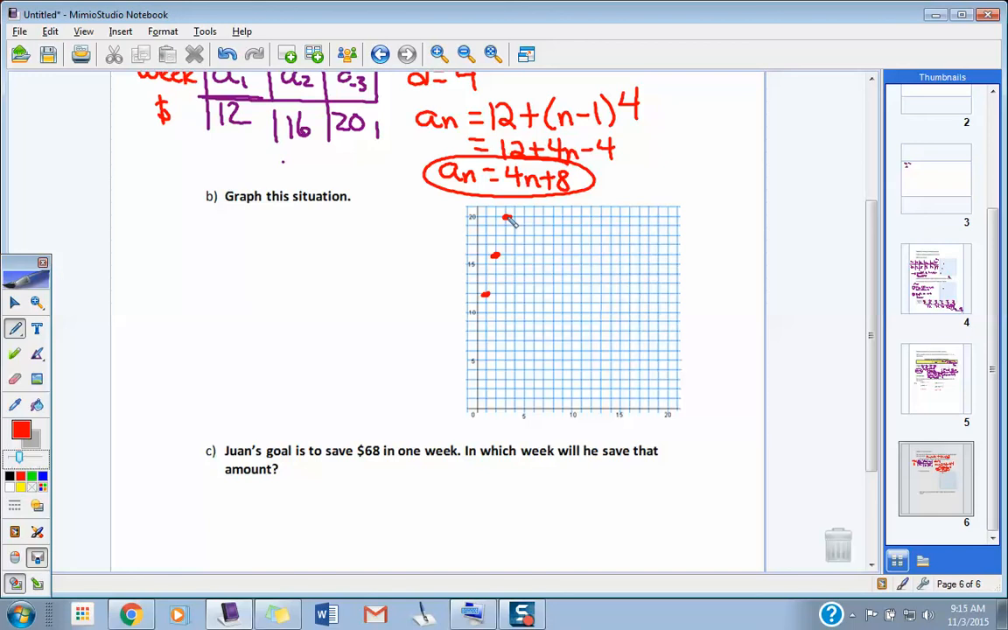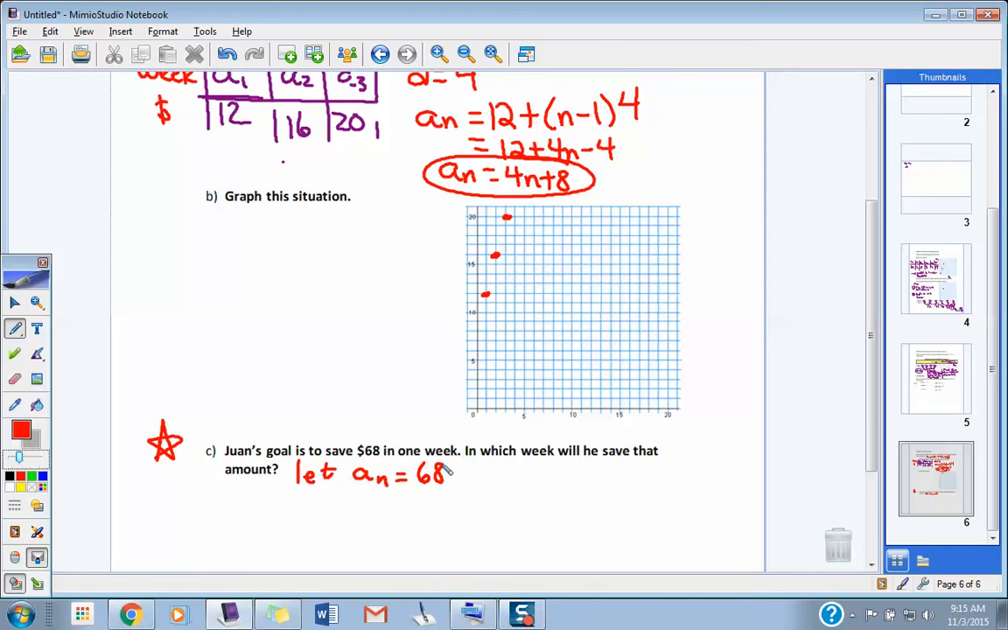So guys, the part I want you to be very careful about here before we end today is part C. Part C says Juan's goal is to save how much money, guys? 68. Now, guys, this n value up here represents the number of what? Weeks. So what 68 is representing is not the number of weeks. He's not saving for 68 weeks, is he? He wants to know when he makes $68. So the way you're going to solve this is to let A of n equal 68. They're basically saying, how many weeks is this going to take for him to put away $68?